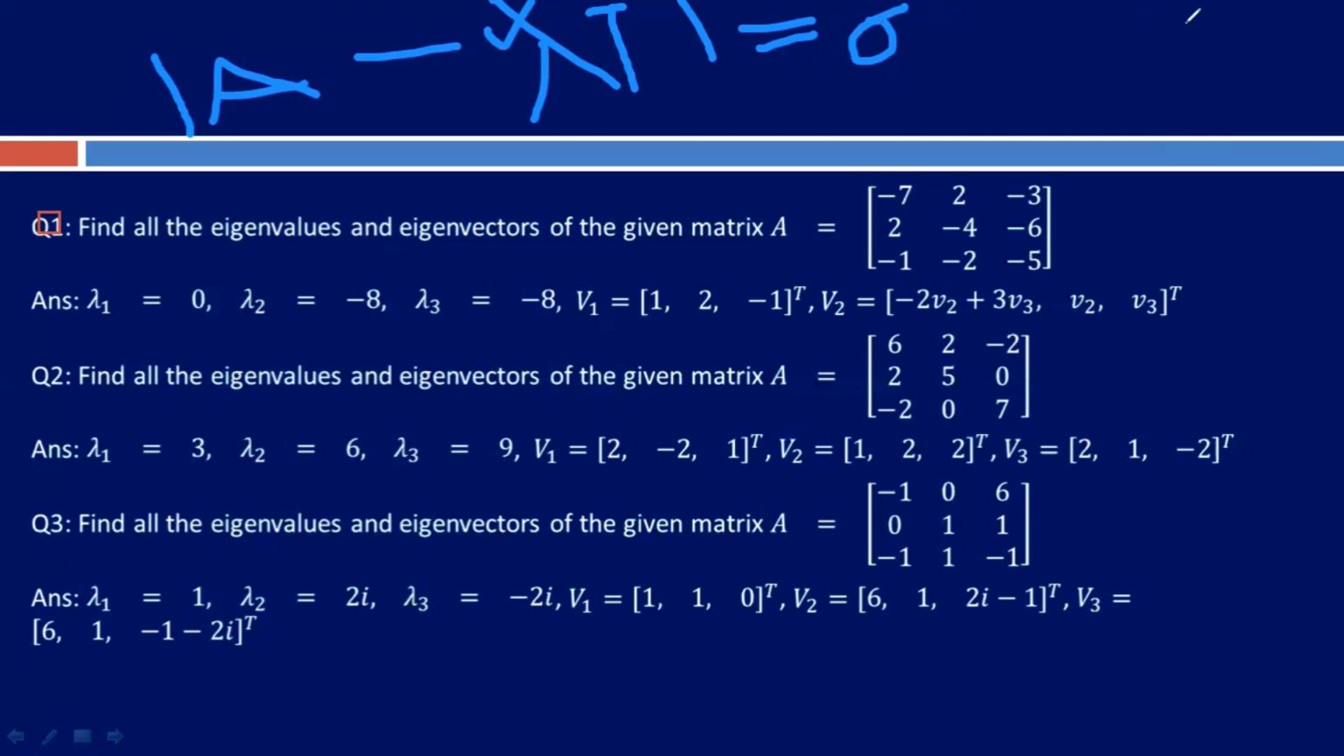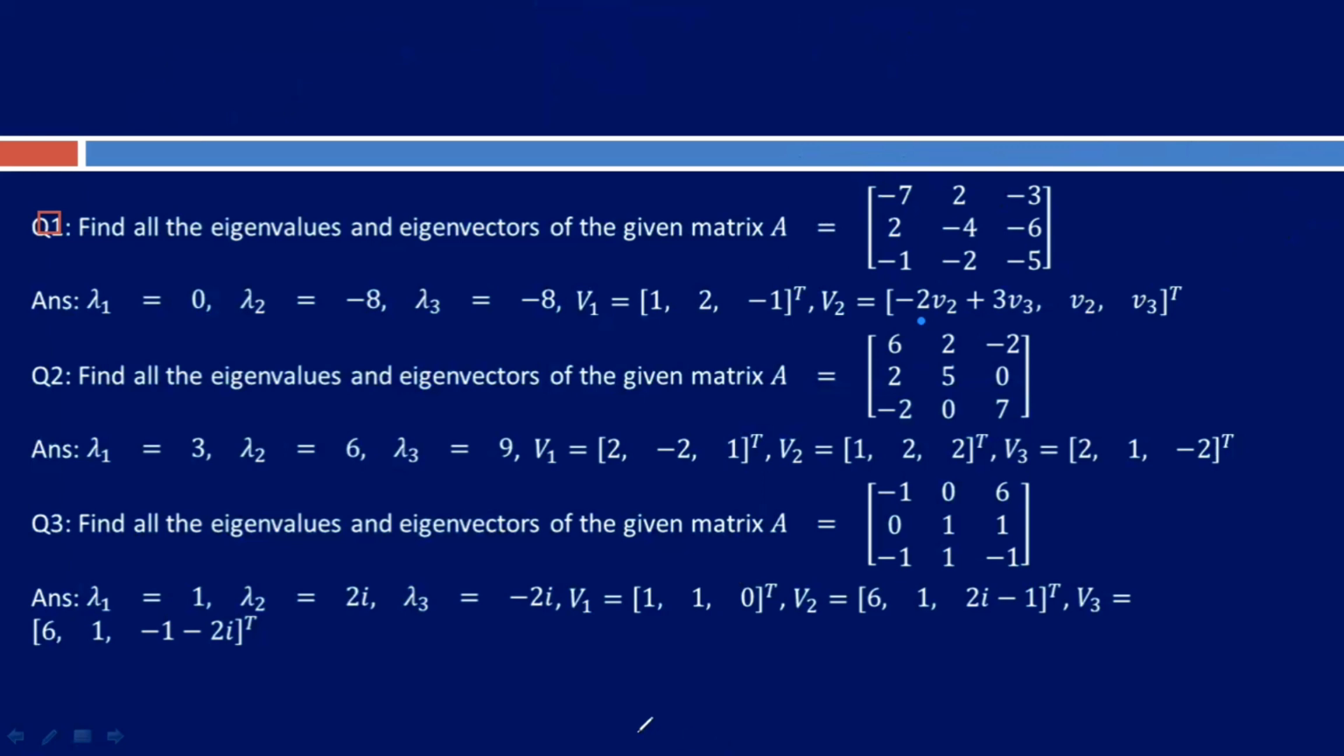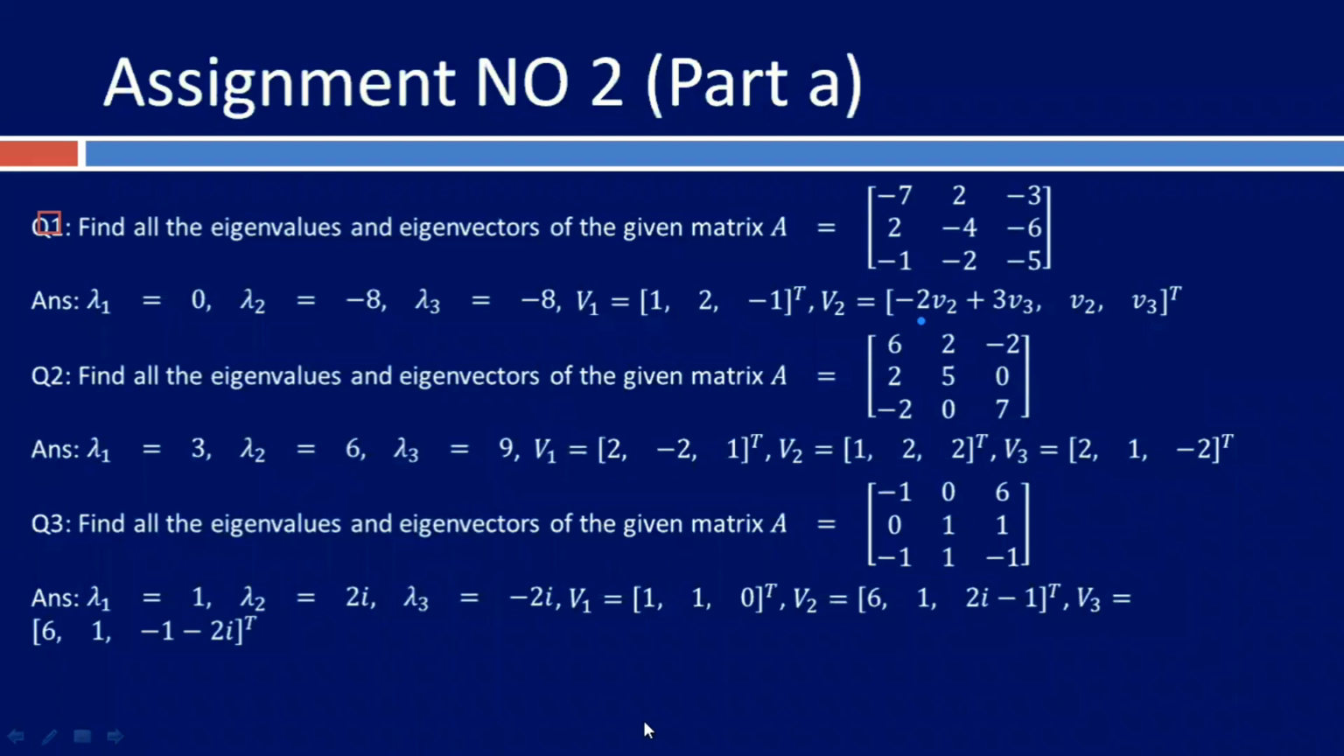So here we write A minus lambda I, and our A has minus 7, so minus 7 plus lambda, and all the other entries are the same, 2 and minus 3. Then we write it on the next slide, over here.